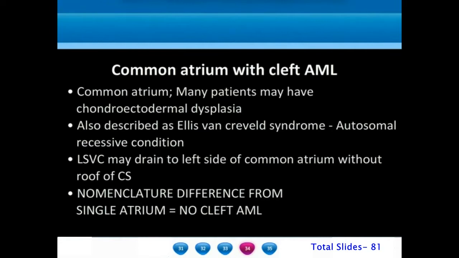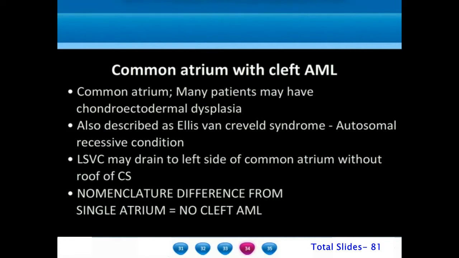Common atrium in many patients is also seen with chondroectodermal dysplasia in Ellis-van Creveld syndrome, which is an autosomal recessive condition. In this condition, the left superior vena cava often drains to the left side of the common atrium without roofing of the coronary sinus. We need to differentiate common atrium from single atrium.